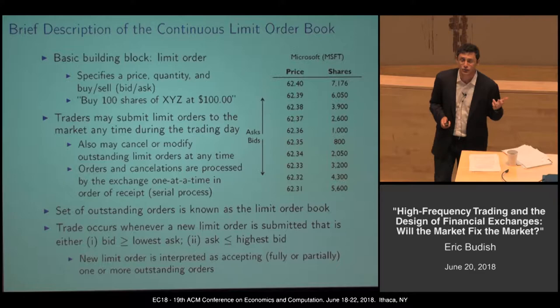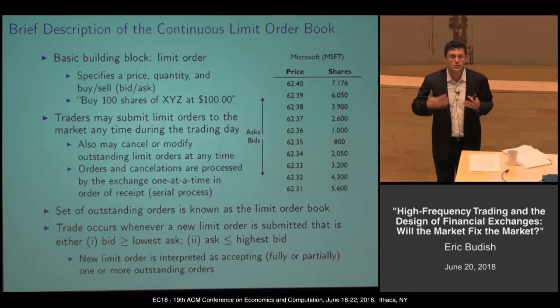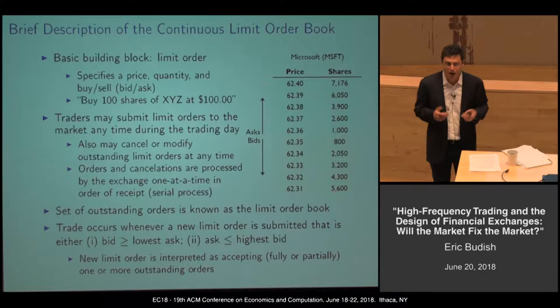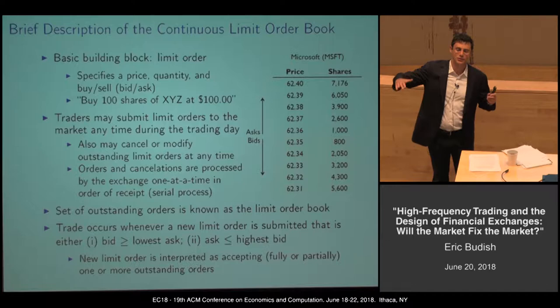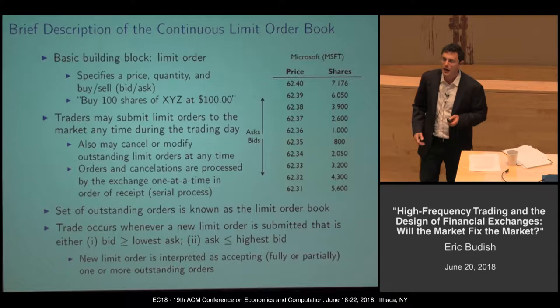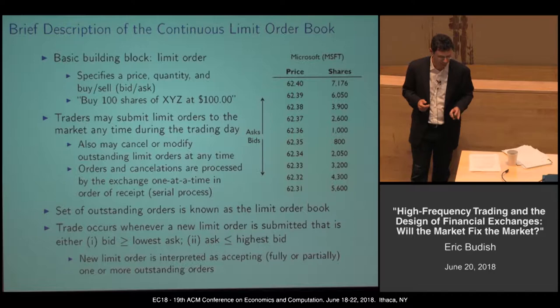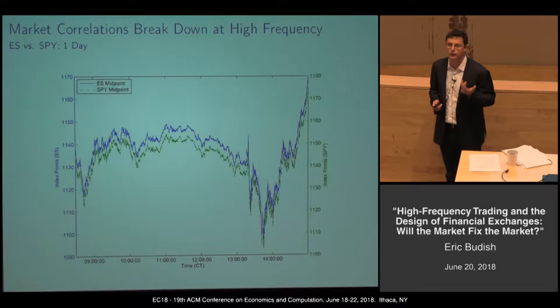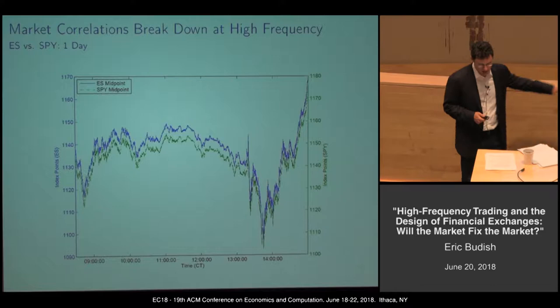These orders and cancellations are processed by the exchange one at a time in order of receipt. That is, as a continuous time serial process. And trade occurs whenever a new order arrives that's either larger than a currently outstanding offer to sell or vice versa. And the data we use is, roughly speaking, a play-by-play of the continuous limit order book. So I want to begin with some empirical facts that show that continuous markets don't work as you might expect in continuous time at high-frequency trading time horizons.